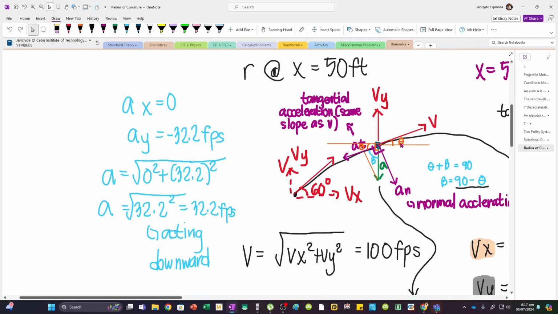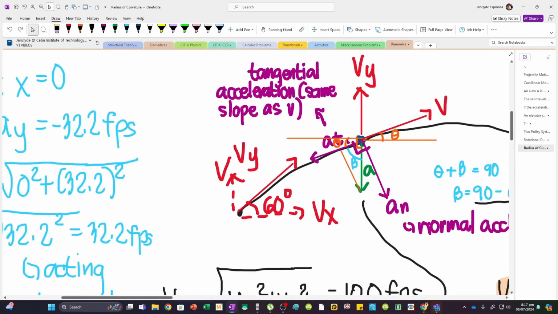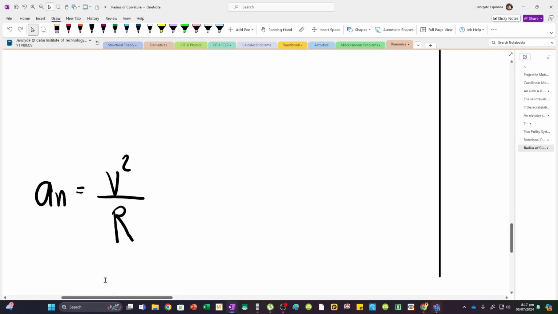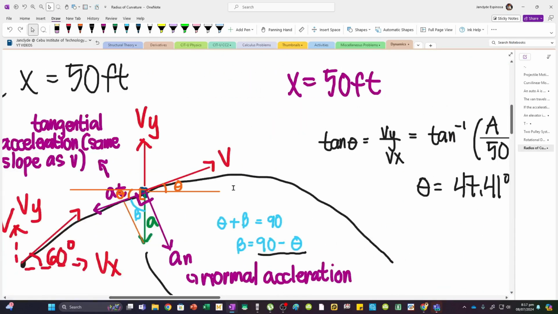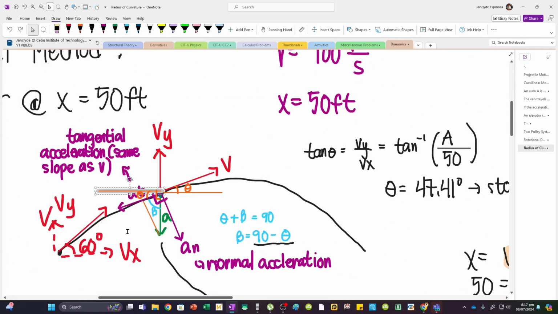Now, if this is angle theta, then the normal component of acceleration is perpendicular to the tangential acceleration. So, if this is perpendicular, then the sum of these angles must be 90. This is also perpendicular. This horizontal line and this one in green, that's also perpendicular.